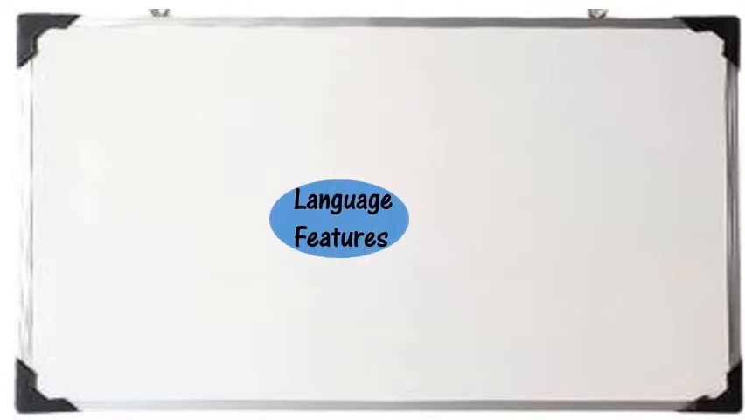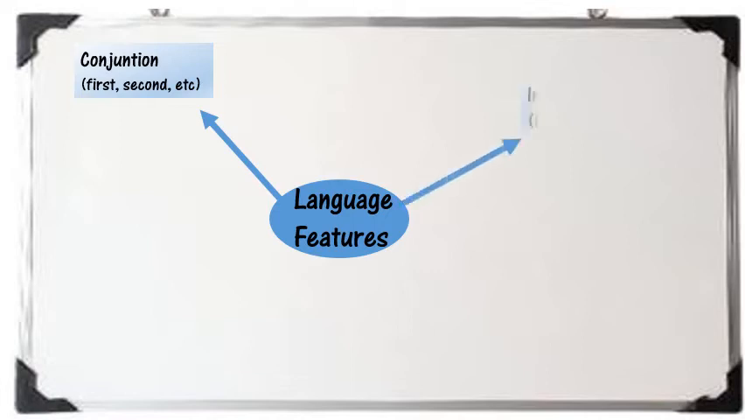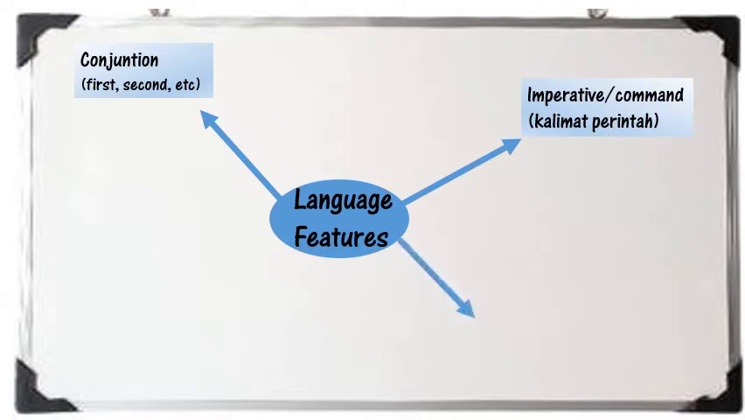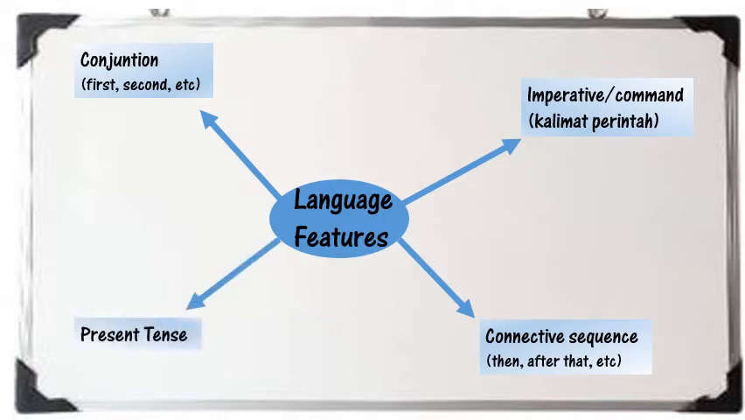Language features of procedure text. Conjunctions, biasanya menggunakan kata penghubung, for example, first, second, etc. Imperative or command, atau kalimat perintah. Connective sequence, kata sambung, biasanya then, after that, etc. Using simple present tense, menggunakan simple present tense.